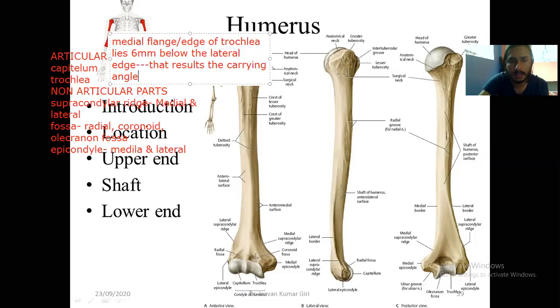Just above the trochlea, the fossa, that is the coronoid fossa. Okay, and these two are in the anterior aspect. In the posterior aspect, you will find one depression, that fossa just above the trochlea, that is the olecranon fossa. Just remember the names of these fossae.